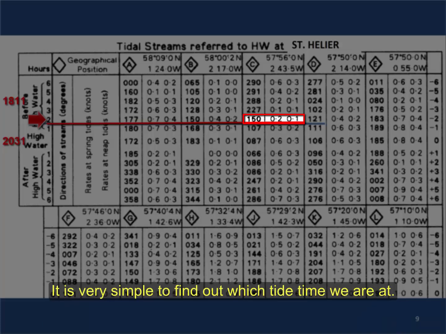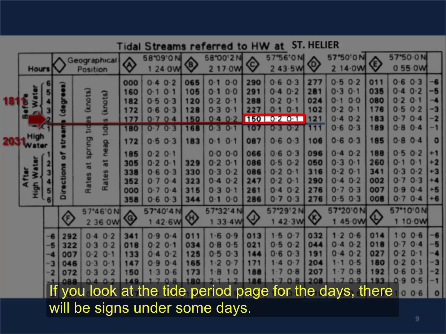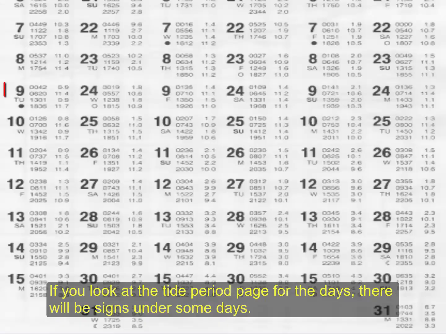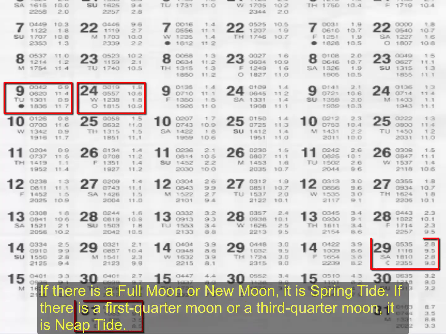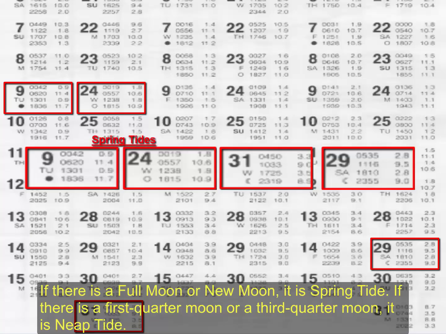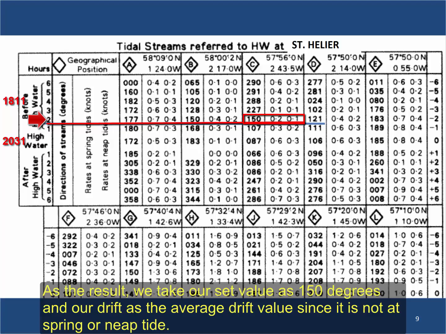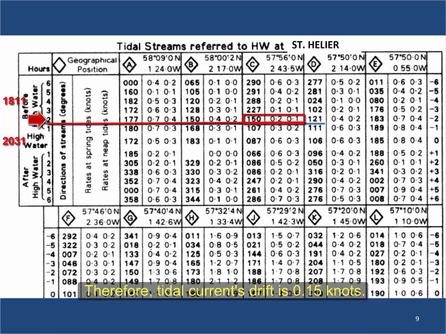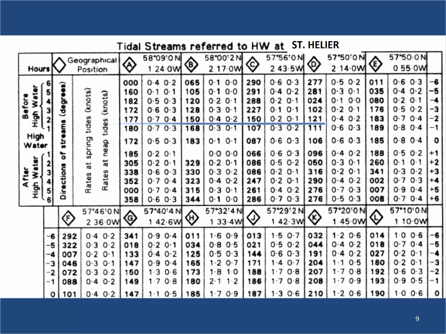It is very simple to find out which tide time we are at. If you look at the tide period page for the days, there will be signs under some days. If there is a full moon or new moon, it is spring tide. If there is a first quarter moon or a third quarter moon, it is neap tide. As the result, we take our set value as 150 degrees and our drift as the average drift value since it is not at spring or neap tide. Therefore, the tidal current's drift is 0.15 knots.